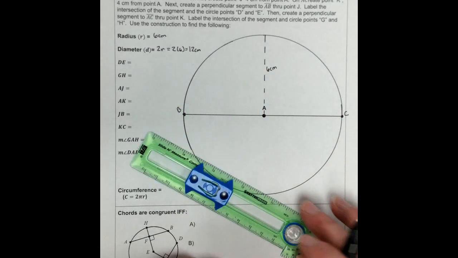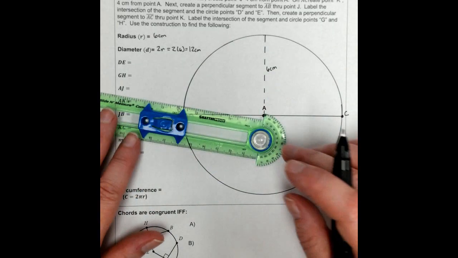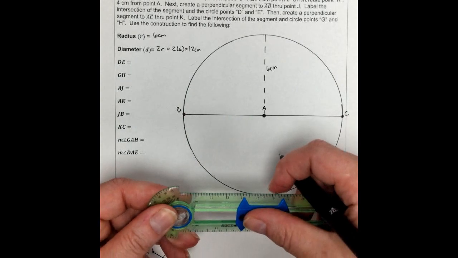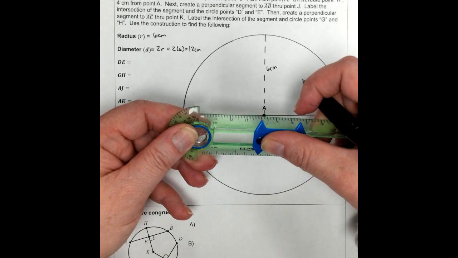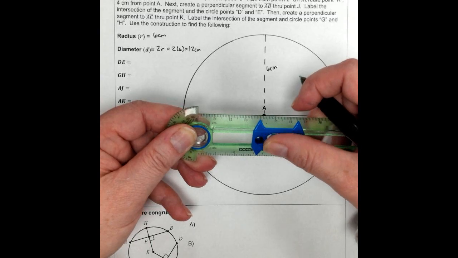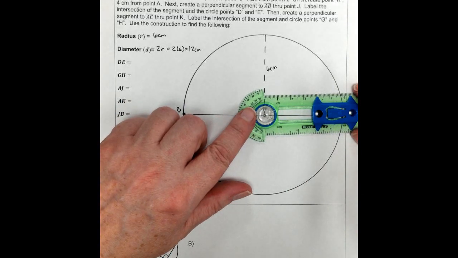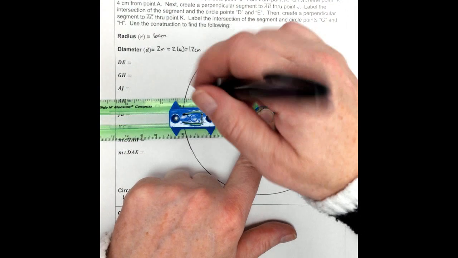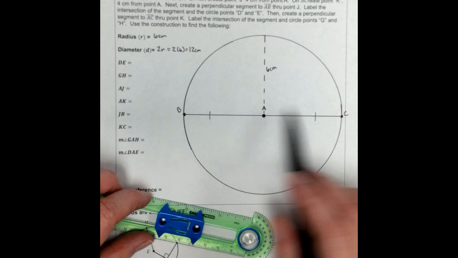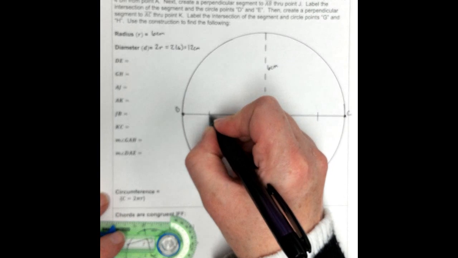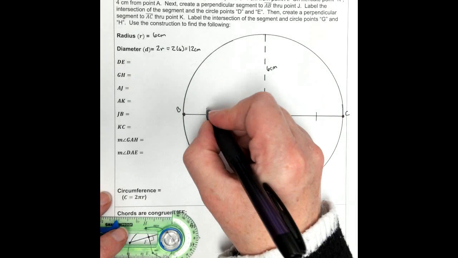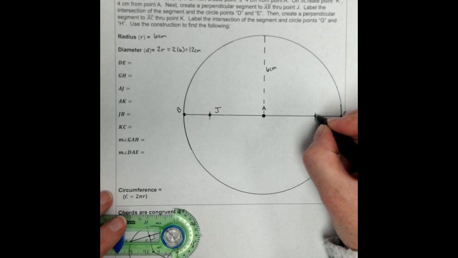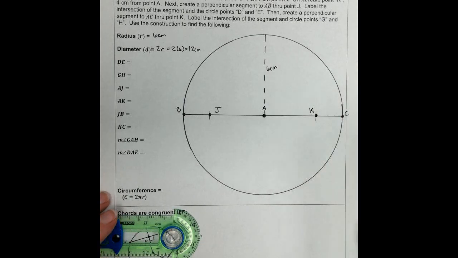Then it says we're going to create an intersection 4 centimeters along this diameter. So we're going to move our compass to 4 centimeters. And then we're going to create a tick mark because we're using our compass as a ruler. So I've got 2 tick marks here, and we're going to label these points. On AB we're going to call this J, and on segment AC we're going to call this K.